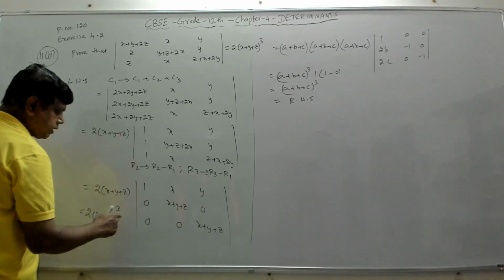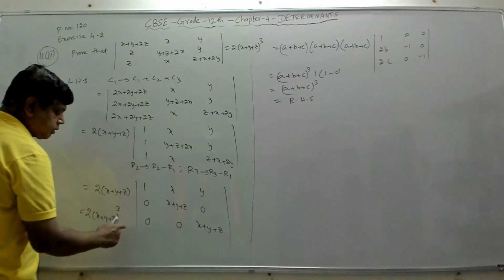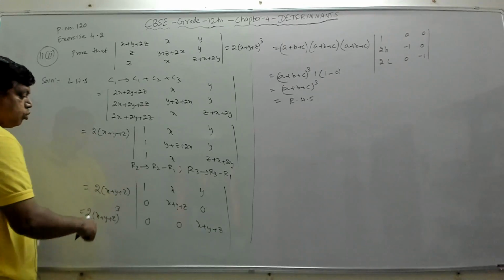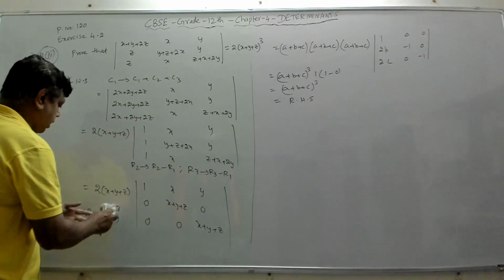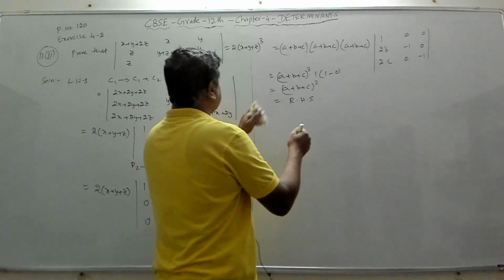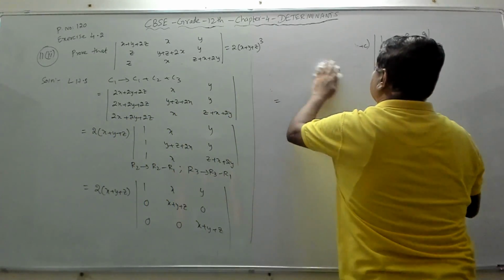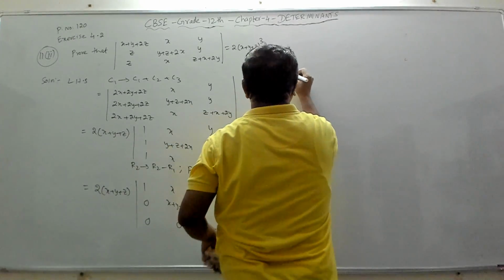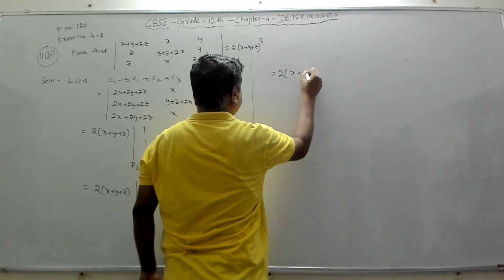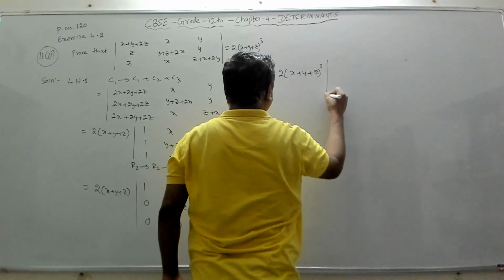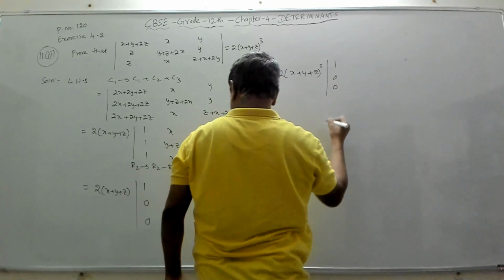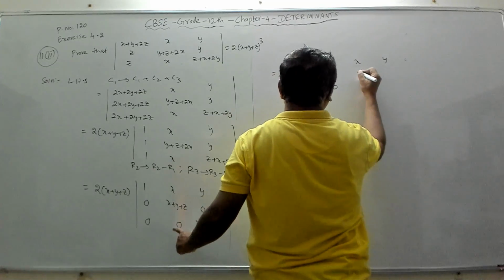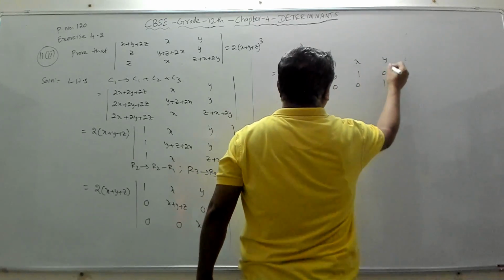So this will give me 1. The row 2 will give me 1 x plus y plus z. Row 3 will give me x plus y plus z. Already I have 1 x plus y plus z. So that will become 2 into x plus y plus z, the whole cube. Once I take them out, I'll get 2 into x plus y plus z the whole cube. Then determinant, first row 1 0 0, first column x y. Then here I've taken this out, so it will become 1 0 0 1.